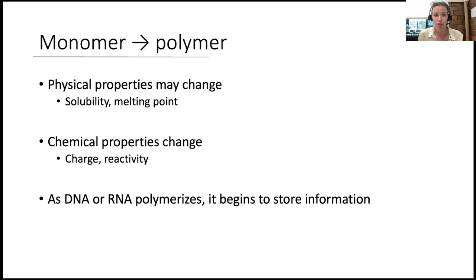Its chemical properties change. Its charge, as I mentioned, is probably getting quite negative due to all those phosphates, and therefore its reactivity might change. Of course, from your biology class, you've learned that as DNA or RNA polymerizes, it begins to store information due to the sequence of nucleotides.